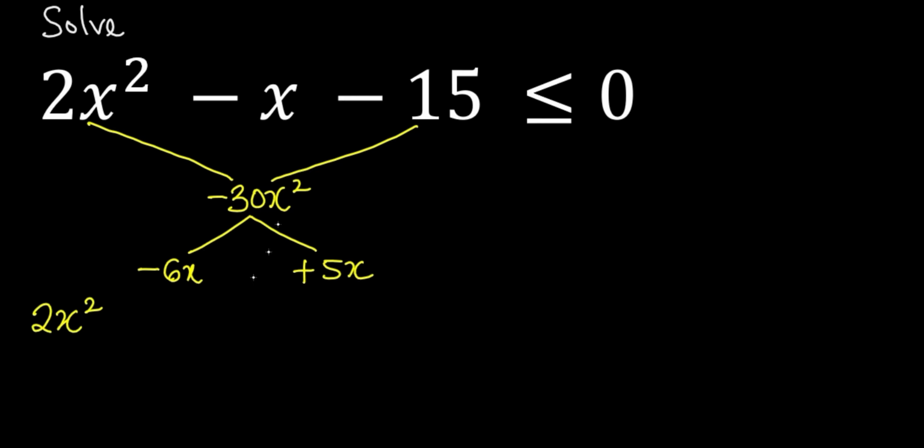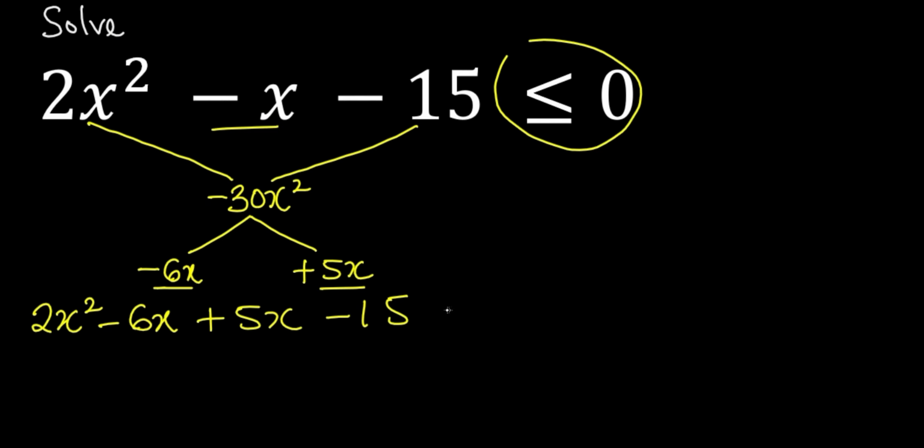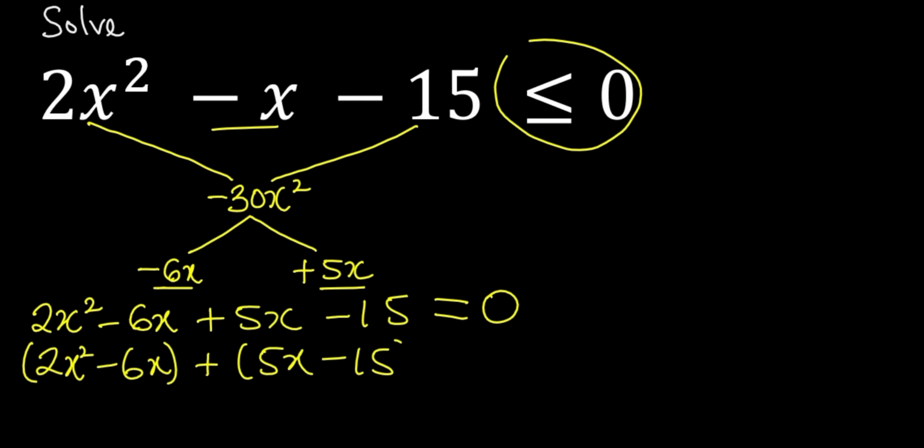So in 2x squared, we are going to replace minus x with minus 6x and plus 5x. Minus 6x plus 5x gives us minus x there. We still have minus 15. We first equate it to 0 to find the values of x. And we group them: 2x squared minus 6x, and we also group 5x minus 15, equals 0.